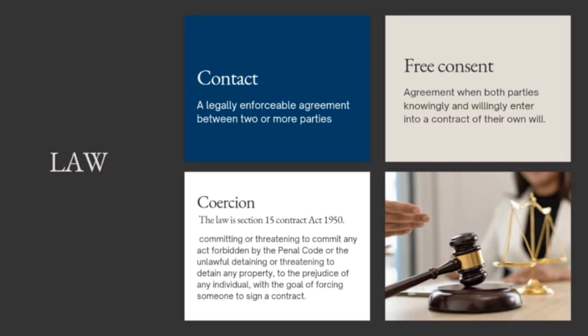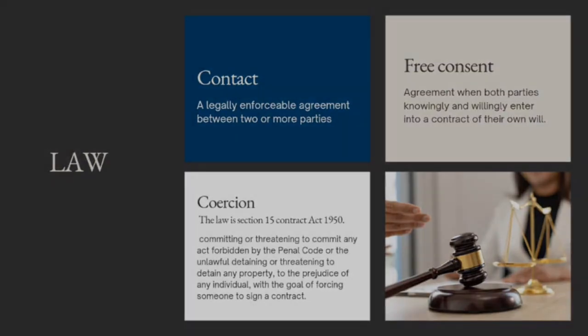What is coercion? Coercion is committing or threatening to commit any act forbidden by the penal code or the unlawful detaining or threatening to detain any property to the prejudice of any individual with the goal of forcing someone to sign a contract. The law is Section 15 Contract Act 1950.